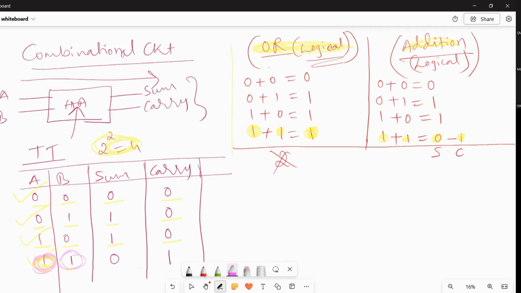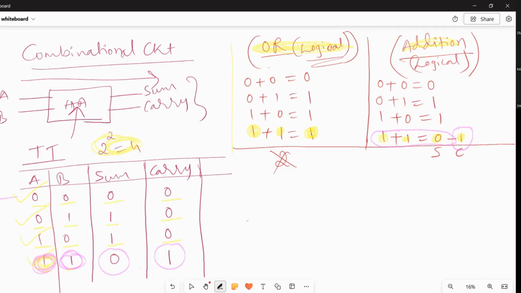1 1. Okay. 1 1 means what? 0 as sum and 1 as carry. That's what I have written here. 0 as sum, carry as 1. Okay. Yes or no? Yes, sir.